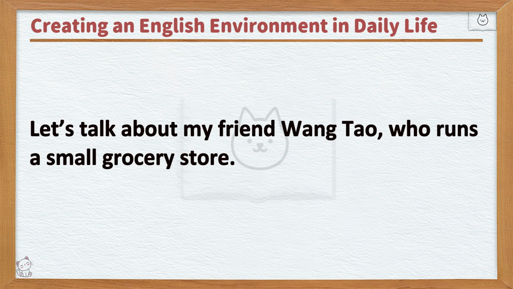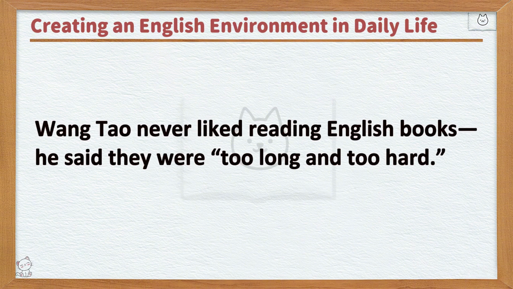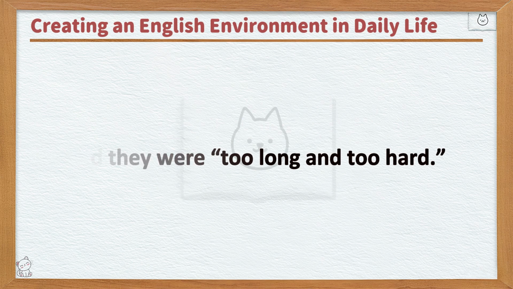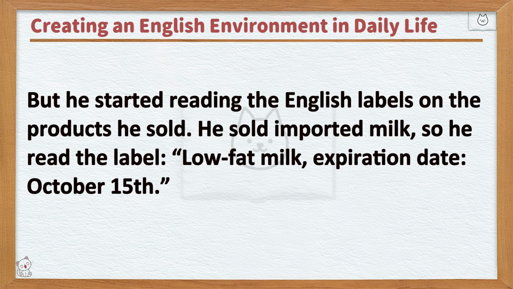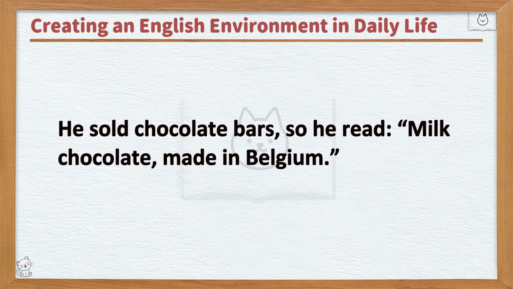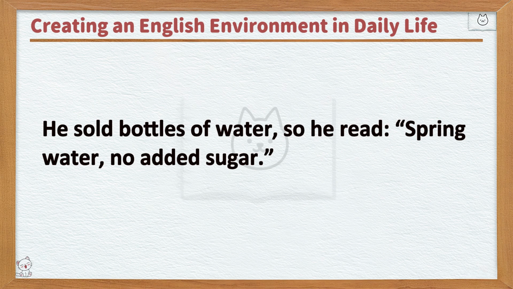Let's talk about my friend Wong Tao, who runs a small grocery store. Wong Tao never liked reading English books. He said they were too long and too hard. But he started reading the English labels on the products he sold. He sold imported milk, so he read the label: low-fat milk, expiration date, October 15th. He sold chocolate bars, so he read: milk chocolate, made in Belgium. He sold bottles of water, so he read: spring water, no added sugar.